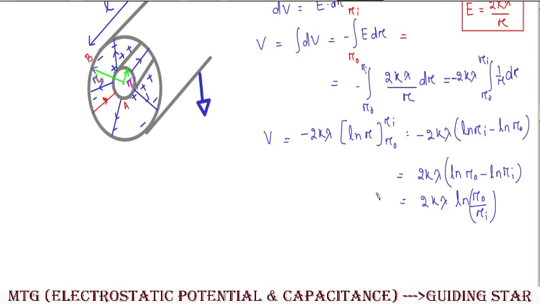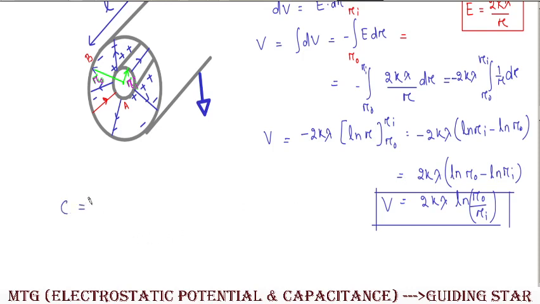So finally, the potential difference between the plates: the radius of the outer cylinder will obviously be greater than ri, the radius of the inner cylinder. That means this ratio will be greater than 1, and the log value for a number greater than 1 will be positive. So this potential difference is coming out to be positive. Clear? Okay, fine. If this is the case, then what is the capacitance?